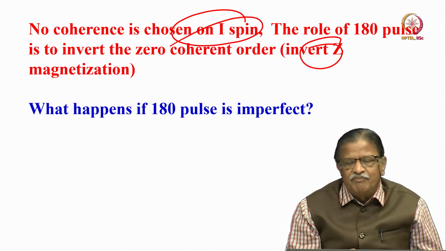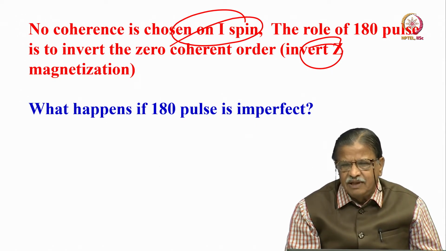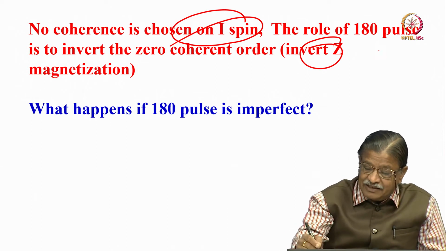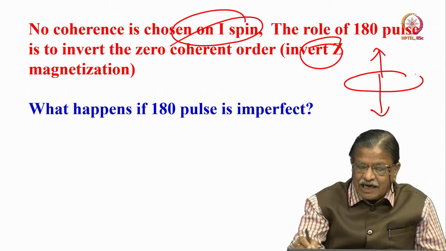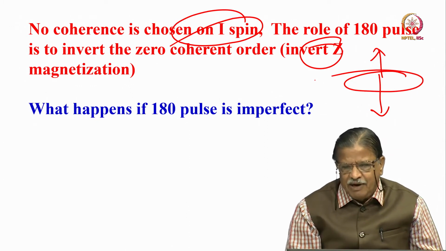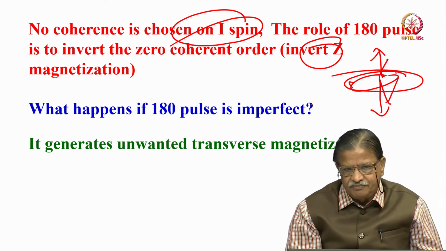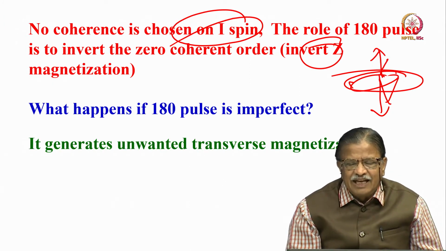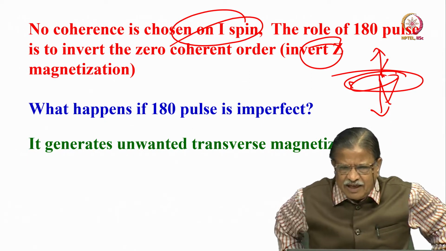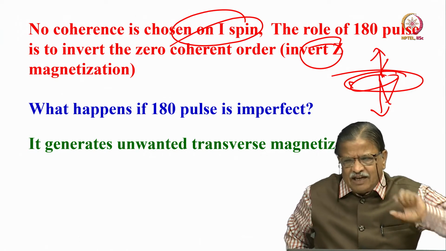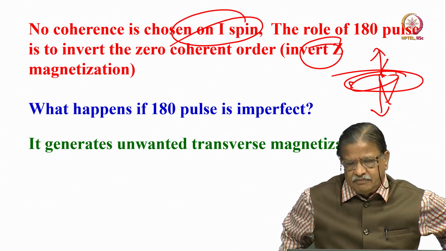What if the pulse is imperfect? The 180 pulse is imperfect, it is not correct. Then the entire Z magnetization here will not come exactly to minus Z. There will be some residual transverse magnetization left. Some component of the magnetization will be there, and then you can get some components here. Then it generates unwanted transverse magnetization. Exactly. If the 180 pulse is not exactly perfect, the inversion is not 100% proper, then you will generate transverse components.